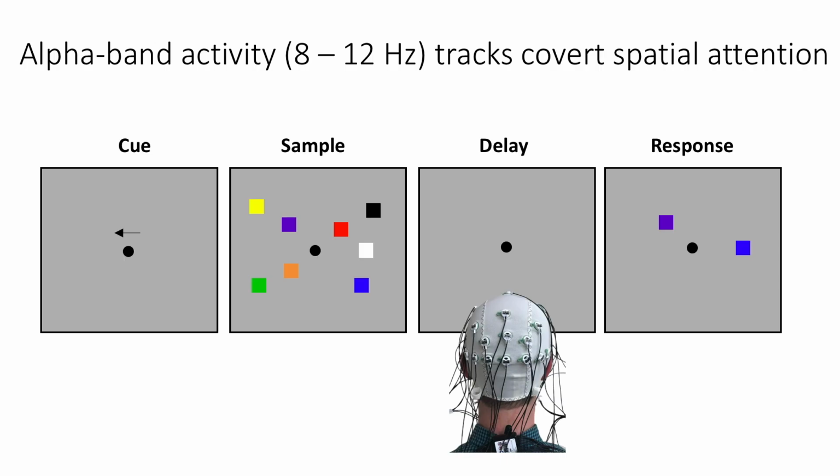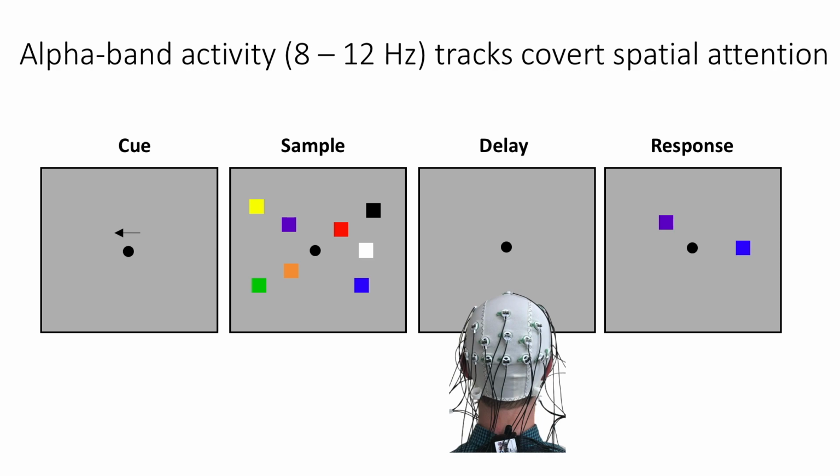The project I'm going to talk about today is motivated by a vast body of work that links human EEG activity in the alpha band with covert spatial attention and working memory. This relationship is nicely illustrated by the patterns of alpha band activity we can record during the delay period of lateralized visual working memory tasks like the one that you see here.